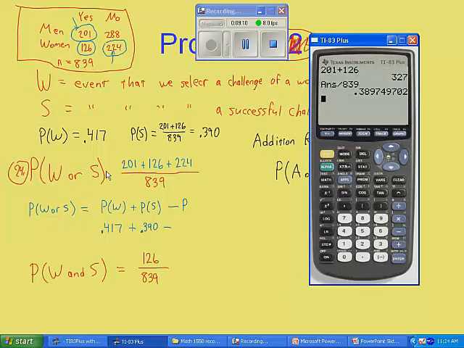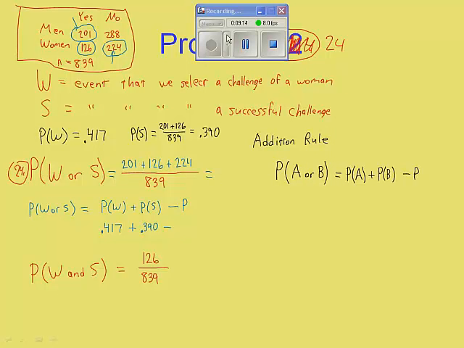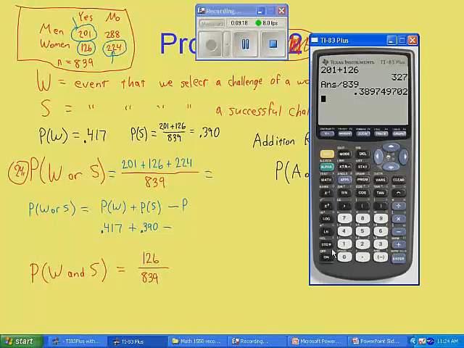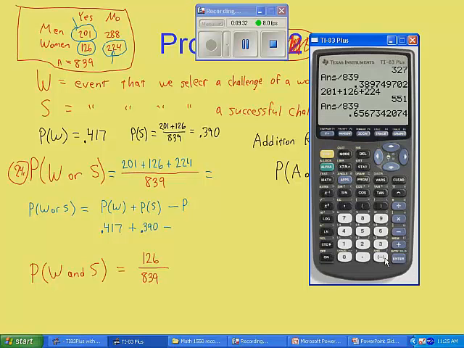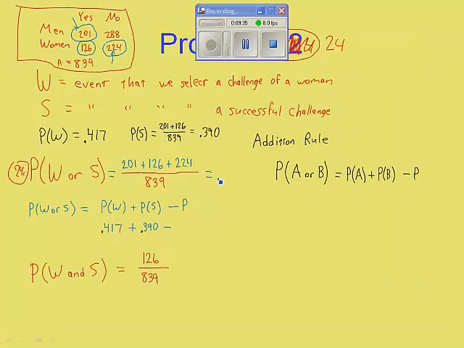By the way, W or S here, we didn't compute that decimal, did we? I'll do that now. Let's see what it actually is. We know it's 201 plus 126 plus 224. That's the numerator. 551 out of 839. Okay, so that's 0.657. Oh, wait a minute. Do you see why I have to subtract something? This is 0.657, but if I just add W and S, do you see how that's no good? Because what am I going to get? I'm going to get like 0.7 something or 0.8 something. It's too high. What do you have to subtract?